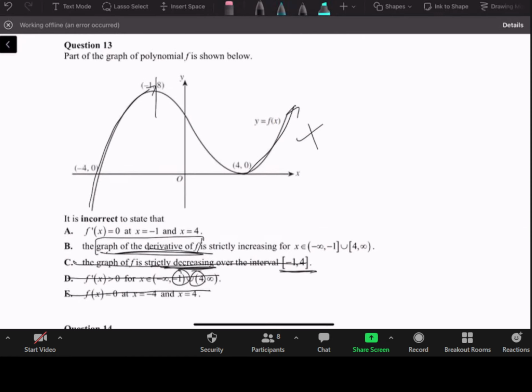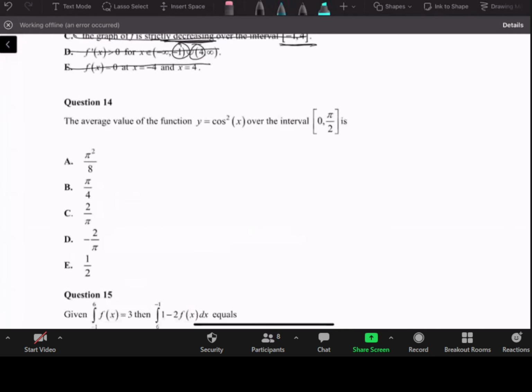To do that, you'd actually find f dash x, which would be hard to do because you don't know the equation of the graph. But you can also see that for negative infinity to -1, the graph is getting less steep, so you can tell that it wouldn't actually be increasing. If you saw this and were confused as to whether it's true or not, you would just go to part A and check that, and you know A is correct. So by process of elimination, it would be B. But just be careful with the wording of the questions.